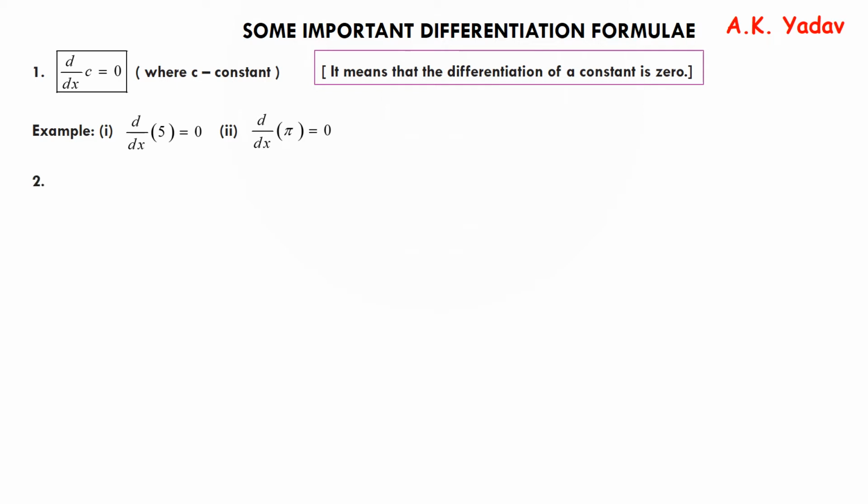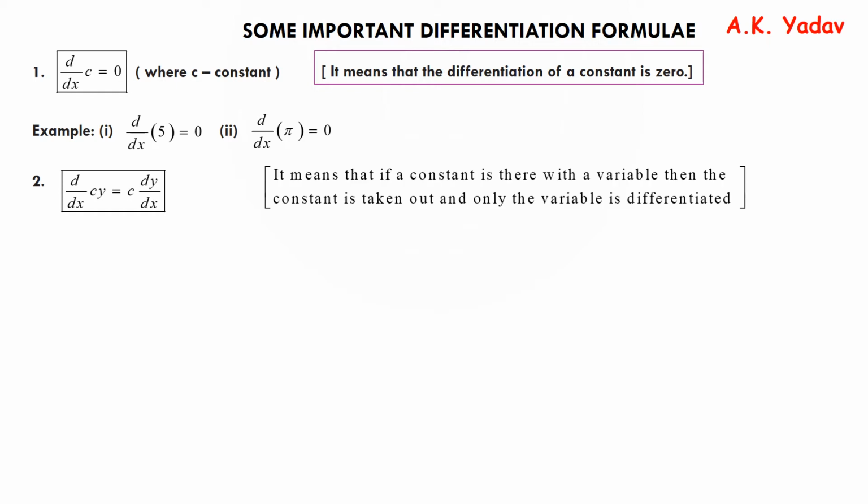Let's do the second formula. d by dx of c y is equal to c dy by dx. It means that if there is a constant with a variable, then the constant is taken out of differentiation while the variable is differentiated. In this example, you can see 5 is a number, so we take 5 outside and we differentiate y. That is 5 dy by dx. In this scenario, pi is taken out and we get pi dr by dx.